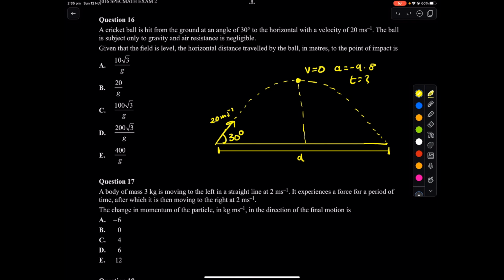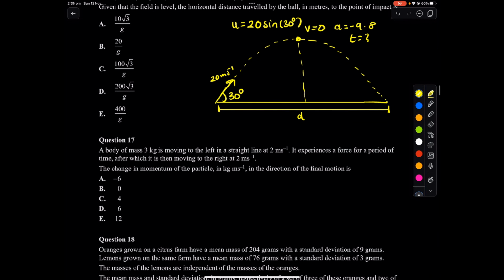So we want to find the time, and we also know the initial velocity, which is the vertical component of this, in this case 20 sine of 30 degrees. So we have everything. Using your formulas, you should know that V equals U plus AT, and we want to find T, so it's just V minus U over A, and that should equal T. So your velocity is just 0 minus 20 sine 30 degrees all over acceleration, which is negative 9.8.